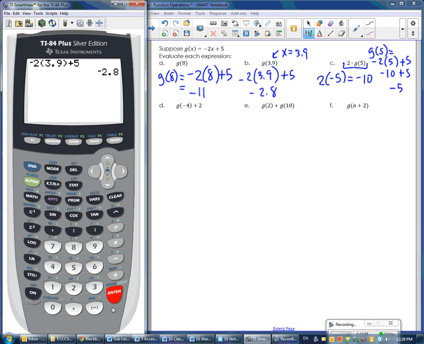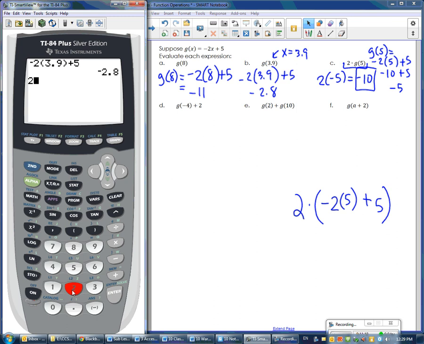I could have done it all at once, and I can do that down here. So if I wanted to do the whole thing at once, I would simply take 2 times, and then I'm going to write my expression g of 5. I'm going to put that in parentheses, and g of 5 is negative 2, and instead of writing an x, I'm going to put my 5, plus 5. And again, you can evaluate that on your calculator if you want. Either way, it's going to give you a value of negative 10. And I'll show you if I put that in. So we'd be taking 2, and then in parentheses, I'd have negative 2, I'll put my 5 in parentheses, plus 5, and close it out, and we get negative 10.